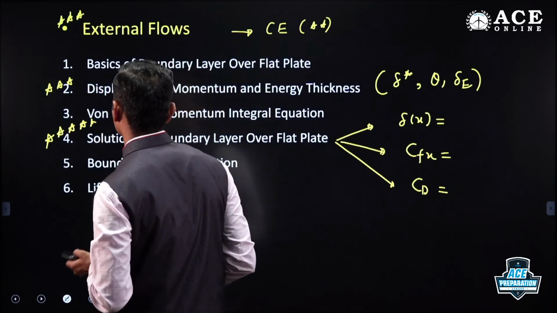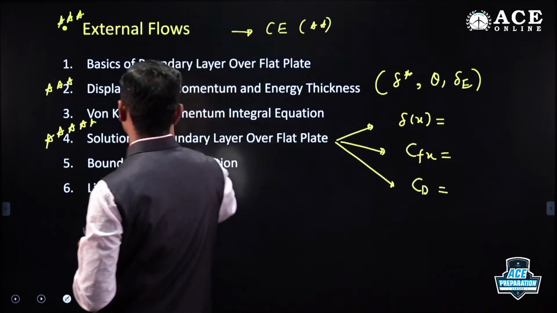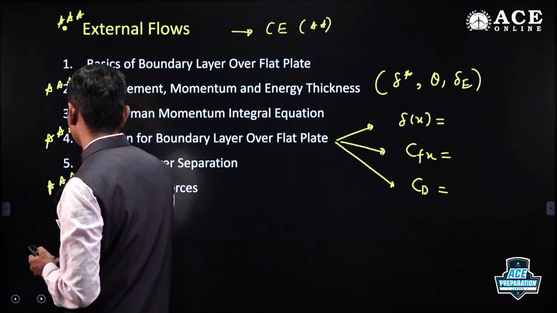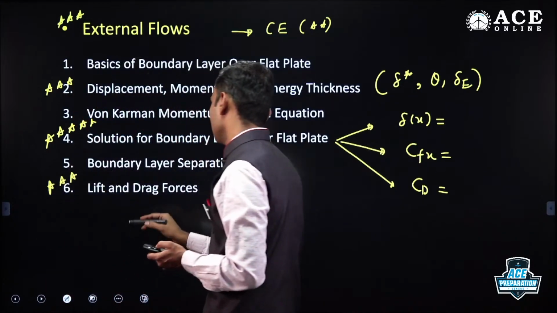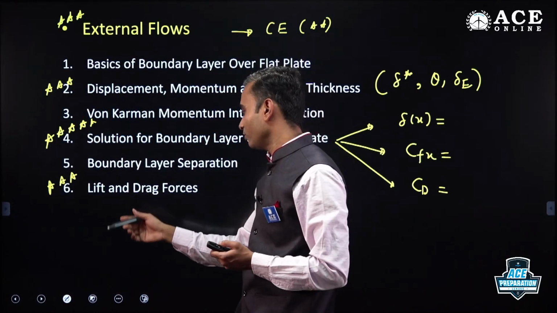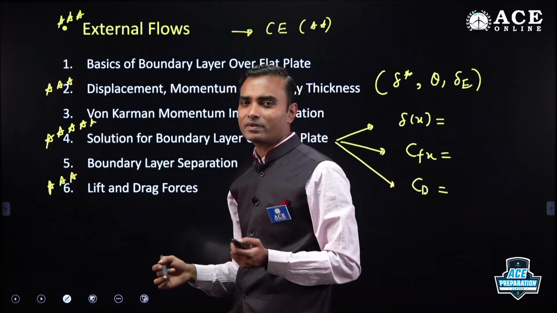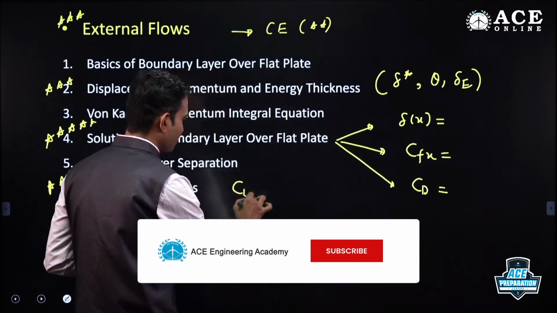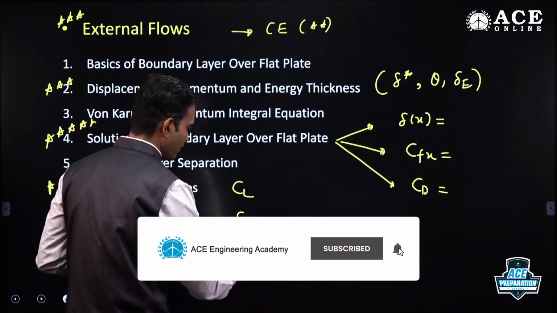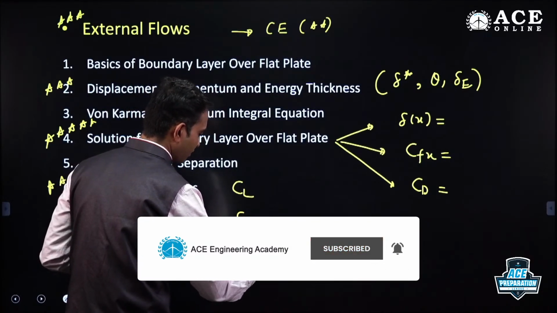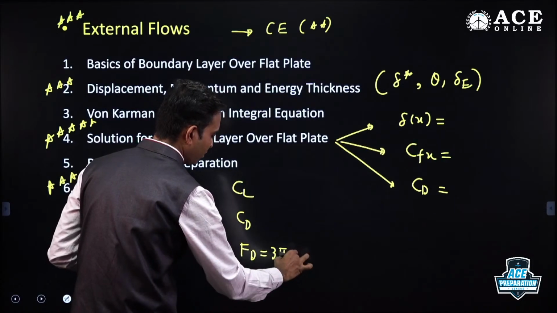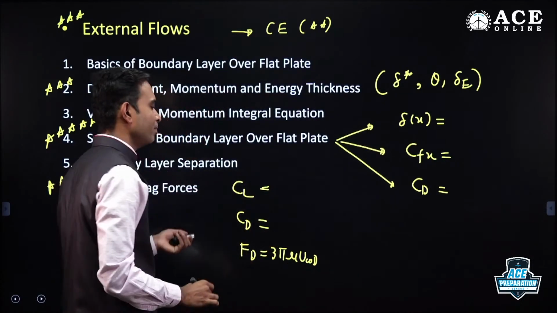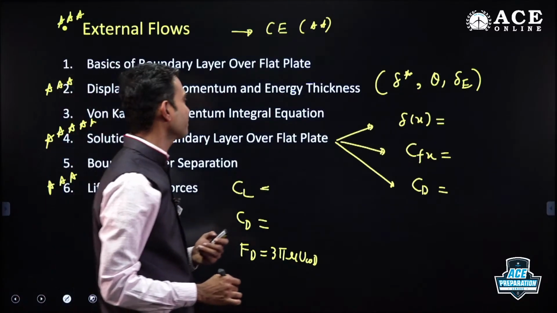So after this topic, the next important topic is this lift and drag force. It is having 3-star weightage. So there is one equation for lift force, one equation for drag force, and there is one equation for Stokes law also. So lift coefficient formula, drag coefficient formula, and Stokes law. Fd is equal to 3 pi mu u infinity into d. So based upon these 3 equations, maximum times you will get questions.